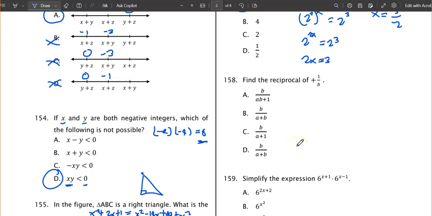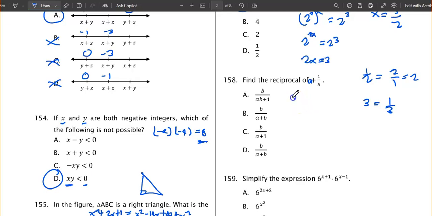158, find the reciprocal of, I think there's a typo here. We're gonna write A. So remember, when you do the reciprocal, example, you have 1/2, you just interchange the denominator and numerator. So 2 will go up, 1 will go down. So this becomes 2 over 1 or simply 2. Reciprocal of 3, this is 1/3, and so on and so forth.